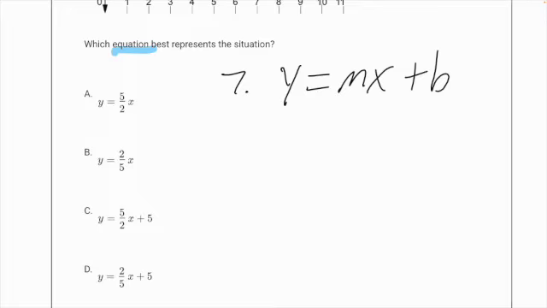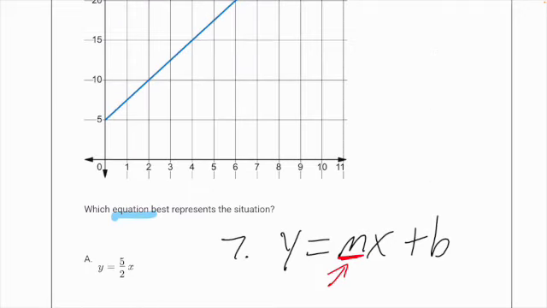Raise your hand if you know the answer. What does M stand for? Slope. Absolutely. Good job. All right. This one, it's kind of like a two-parter. What is my B value?